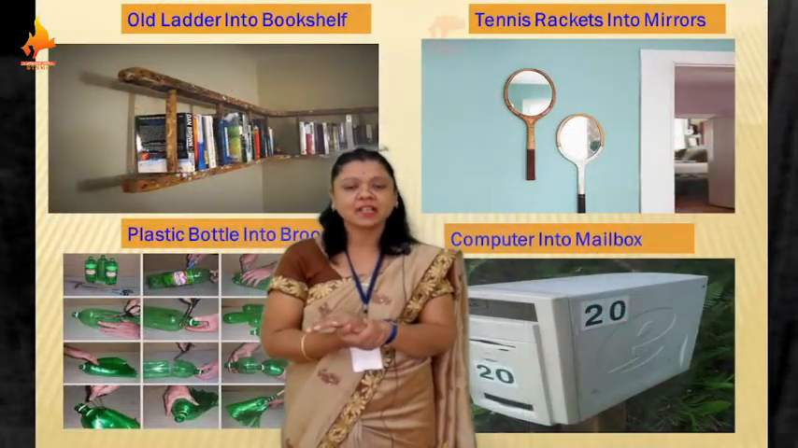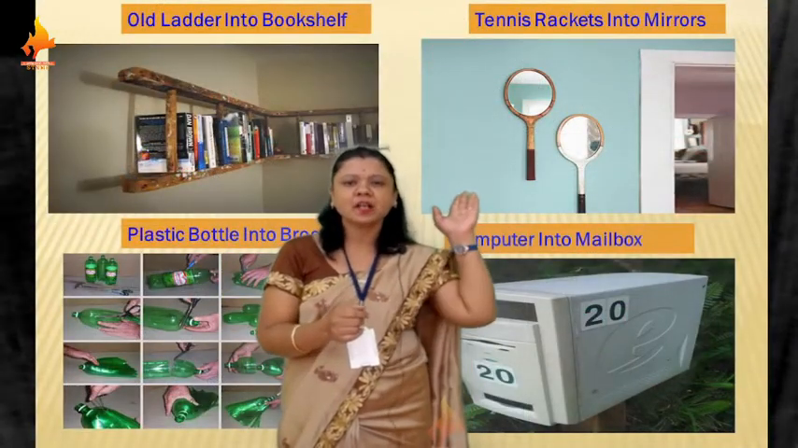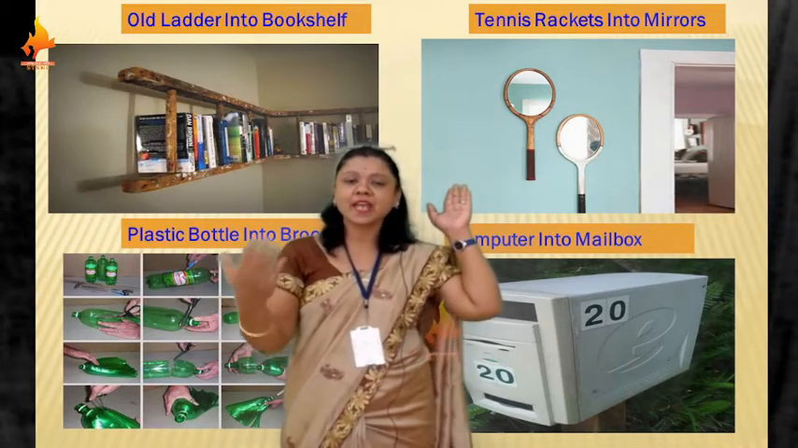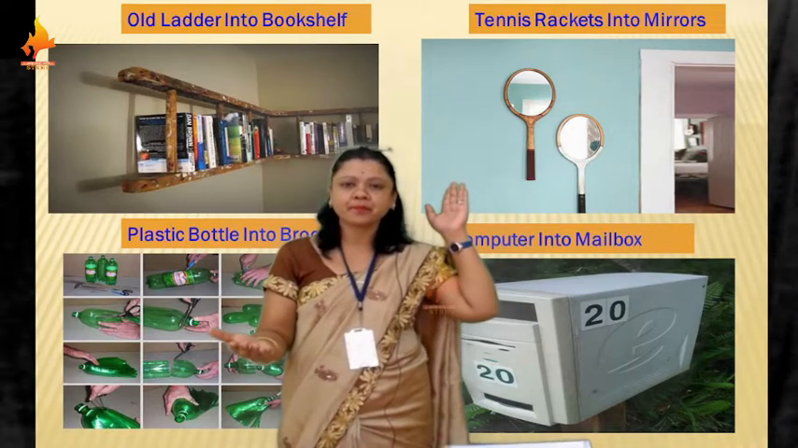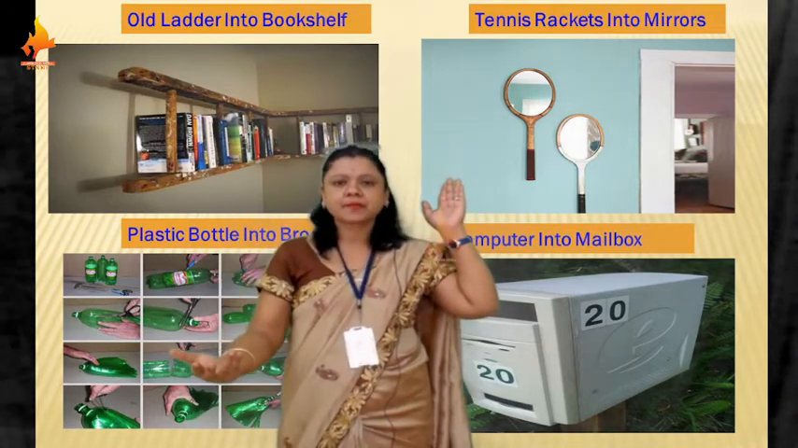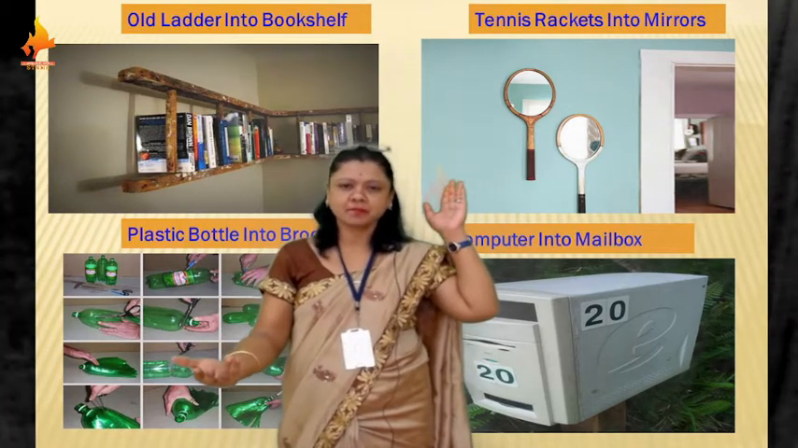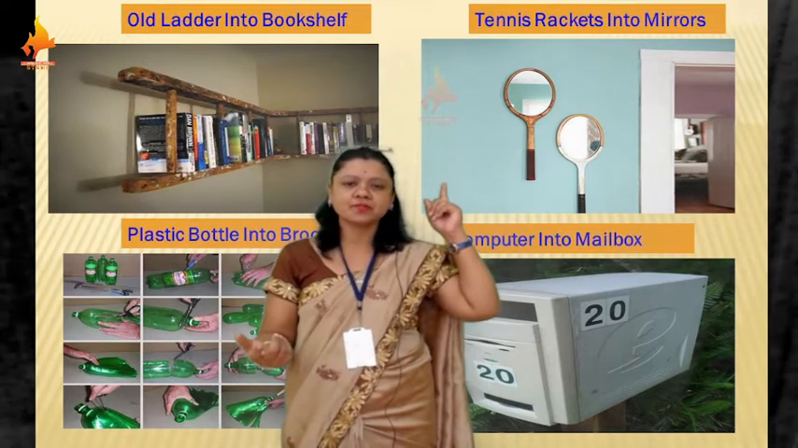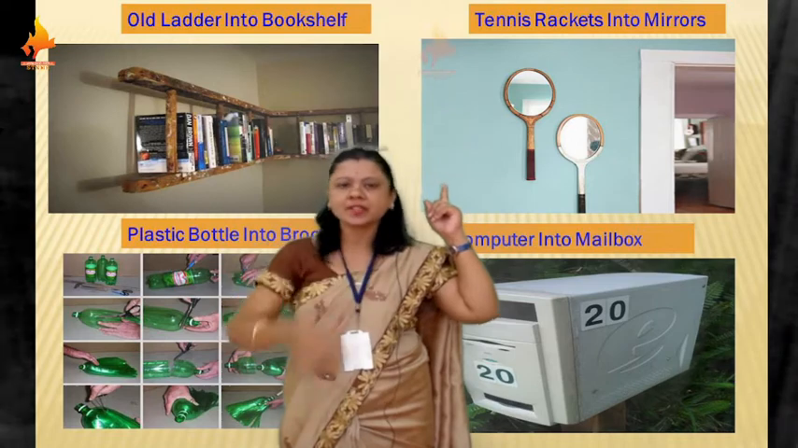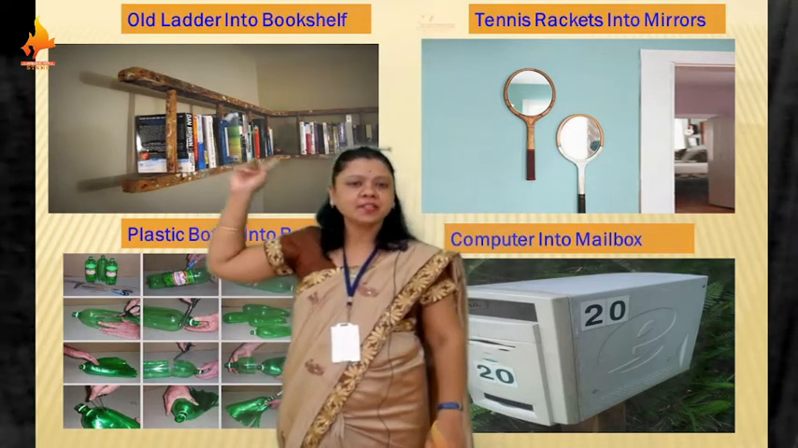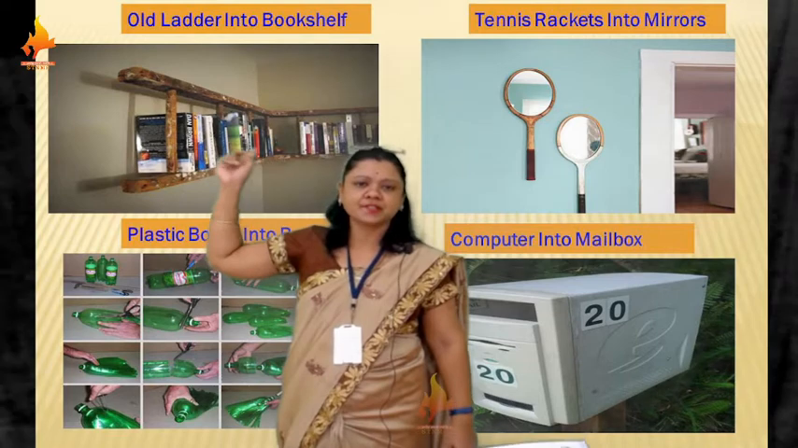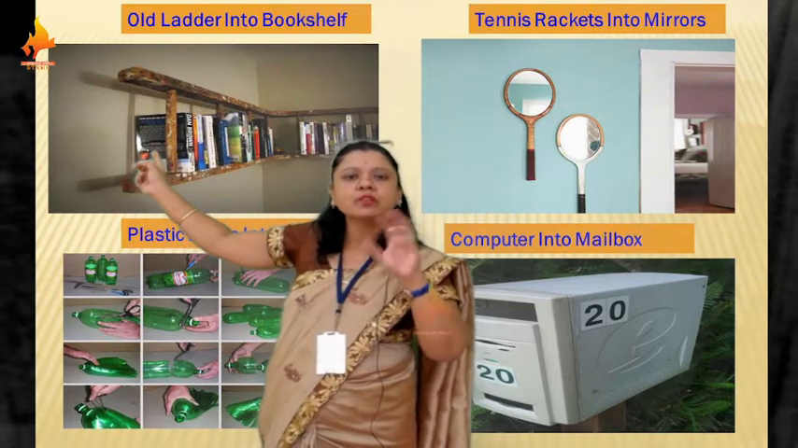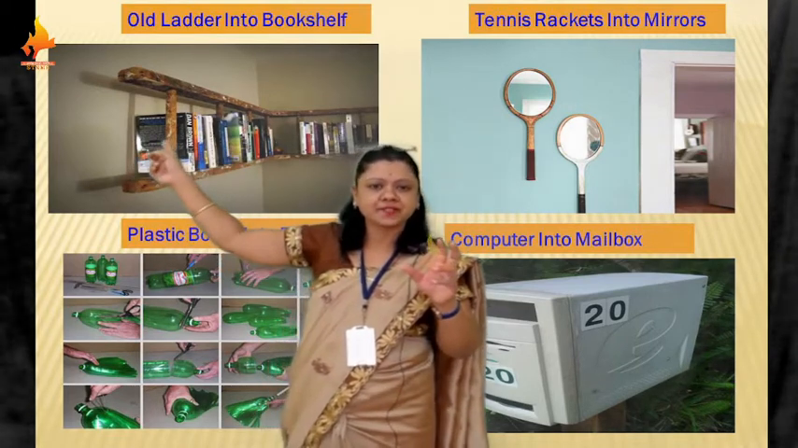part. Again I took some examples. This is tennis rackets made into mirrors. See, tennis rackets, you can use them, and you can create something by using that racket. So here mirrors are there. So beautiful art we can say, or creativity we can say. If you come here, this is a ladder, my dear students. This old ladder is used to keep books, a bookcase. It is a bookcase, right?